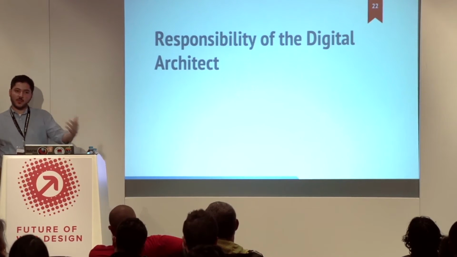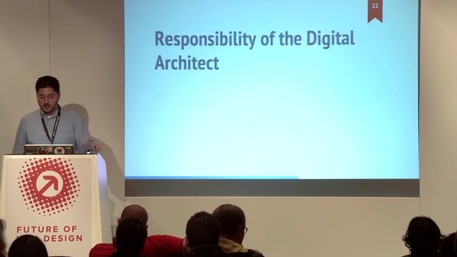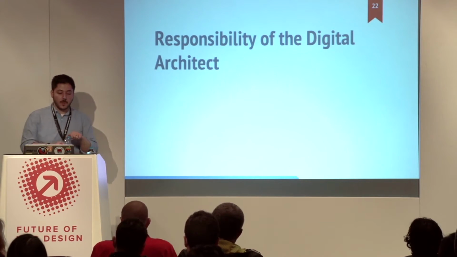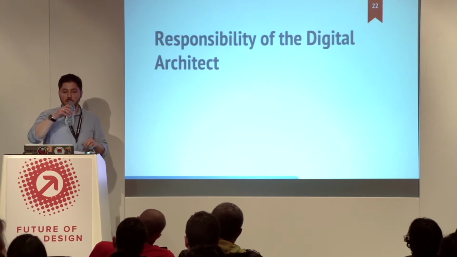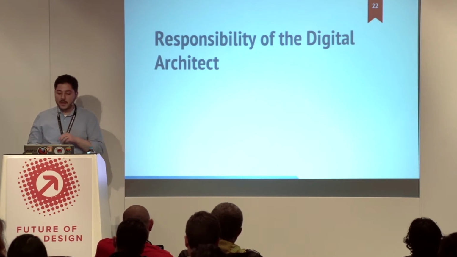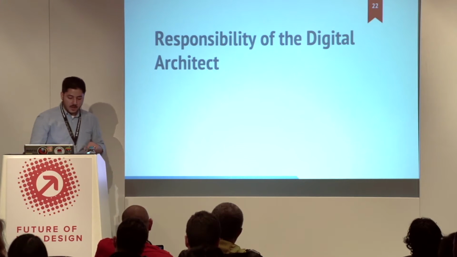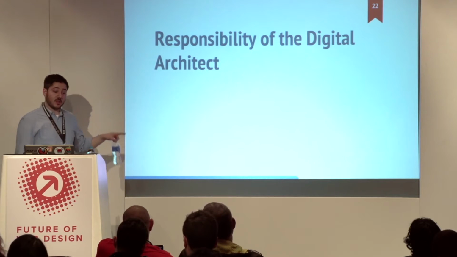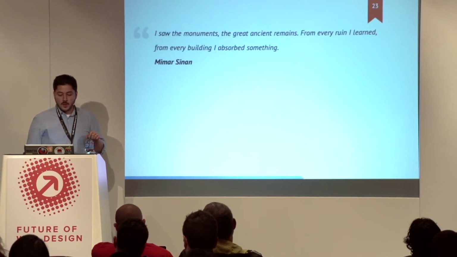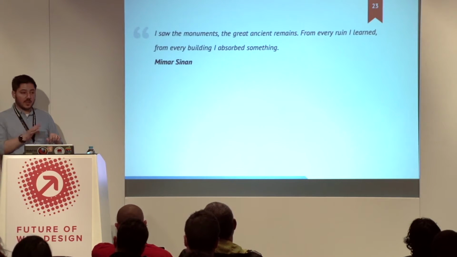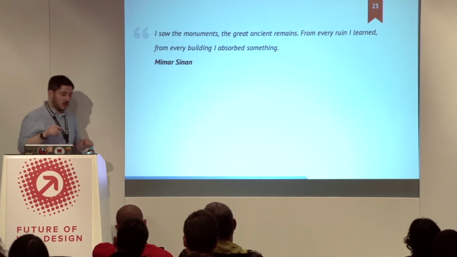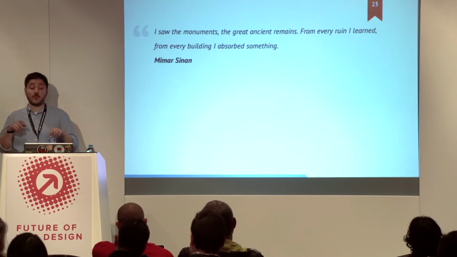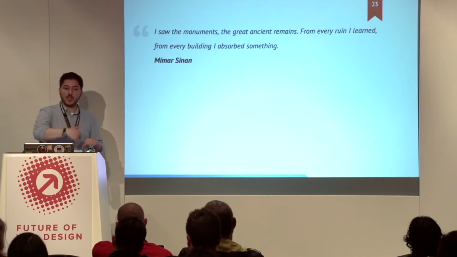Again, to explain the other responsibilities we have, one of many, we go back this time 400 years into the past, to the chief head architect of the Ottoman Empire, by the name of Mimar Sinan. Now, Sinan believed in validating everything that he designed. And there's a really nice story that I'm going to tell you guys. But he believed in taking inspiration from everything. He said, "I saw monuments and great architectural remains, and from every ruin I learned something. For every building I absorbed something." And I think we can do the same thing.